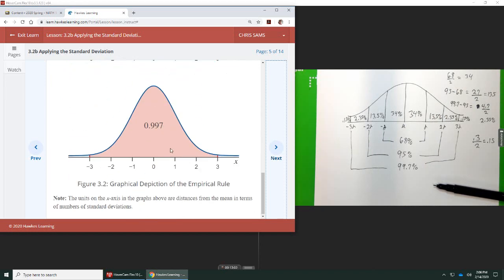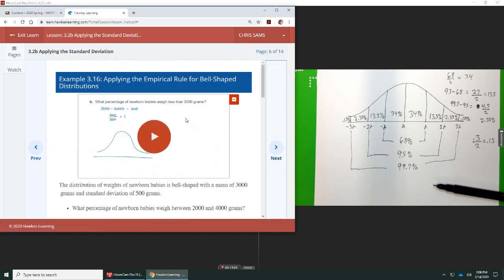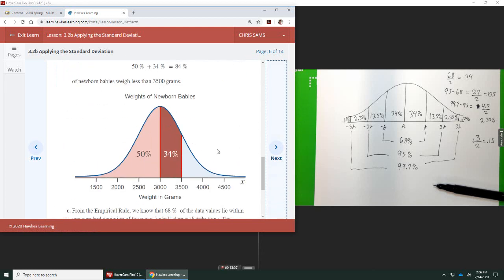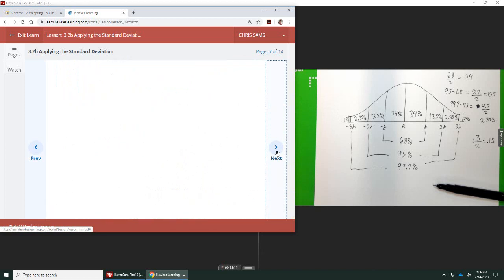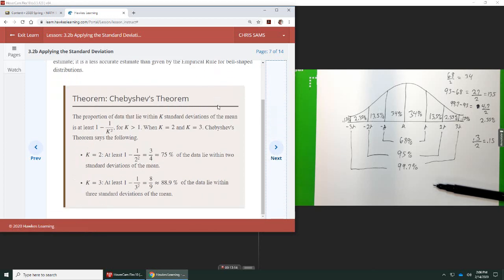So here's their drawing, okay, showing you the empirical rule. They give you a couple problems applying it. I'm showing you a partial breakdown, which I'll give you a few examples. And then the last thing we're going to look at is Chebyshev's theorem. Okay, Chebyshev's theorem just states the proportion, so same thing, the part of data that lies between X amount of standard deviations, or K standard deviations, they use K, is at least 1 minus 1 over K squared, and K has to be bigger than 1.